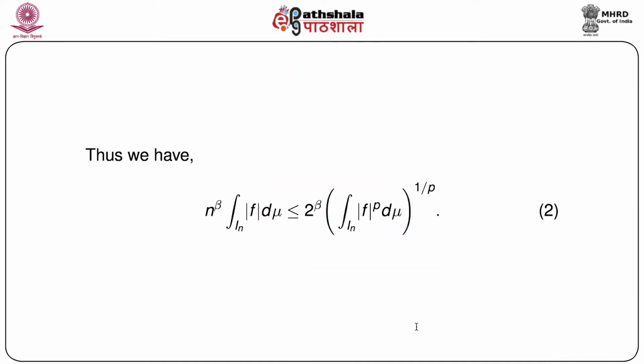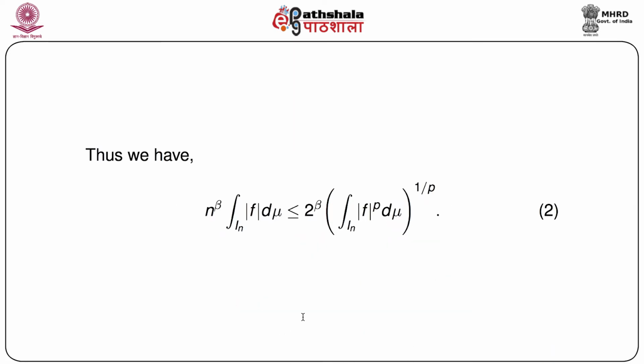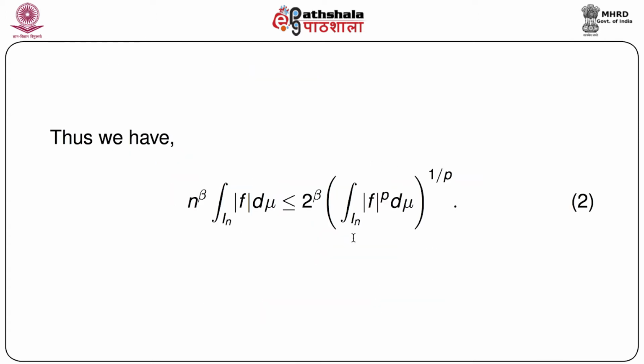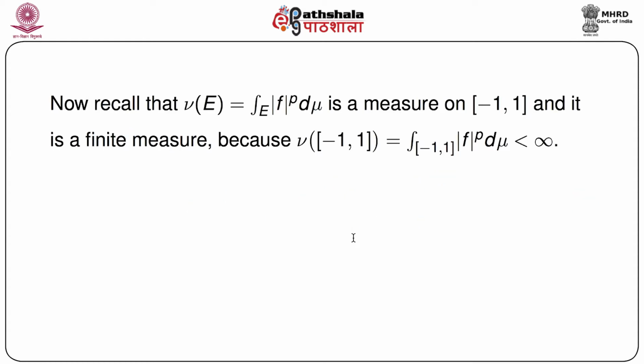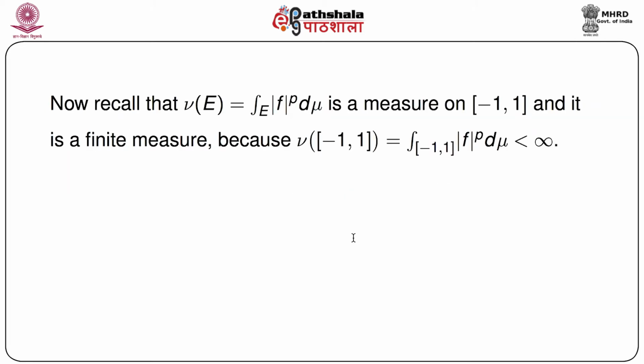Then we must have n to the power beta integration of |f| dμ over I_n is less than or equal to 2 to the power beta, integration over I_n of |f|^p dμ, whole to the power 1 by p. The same equation I have written once again. We can change it. Now recall one interesting thing.